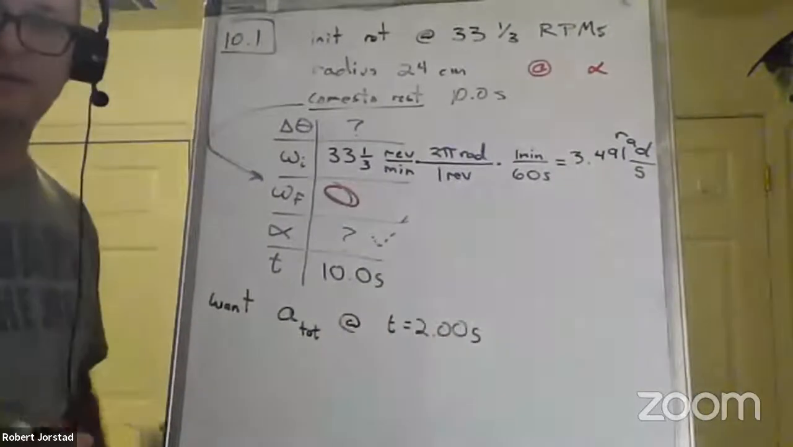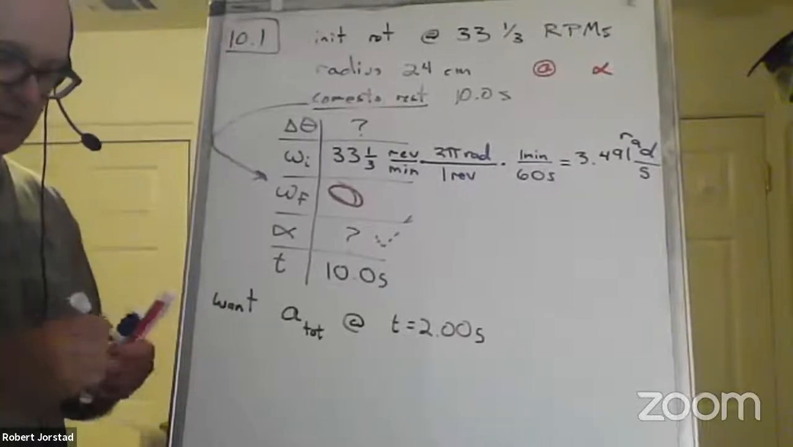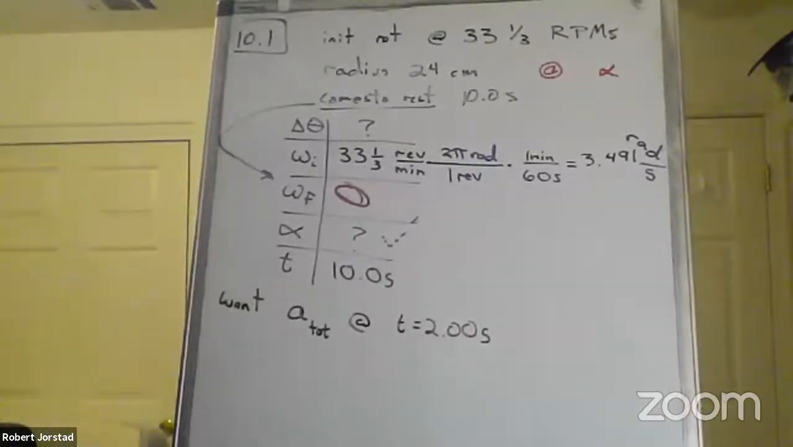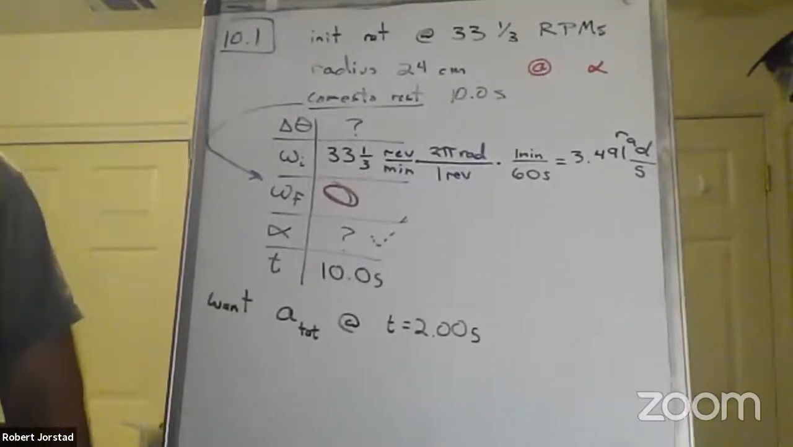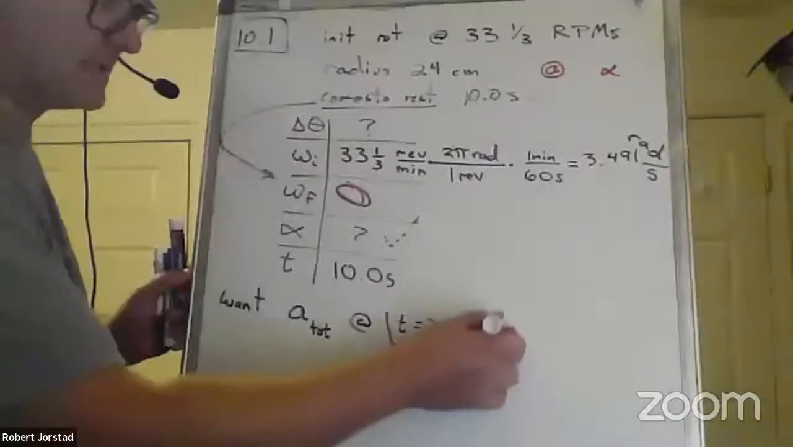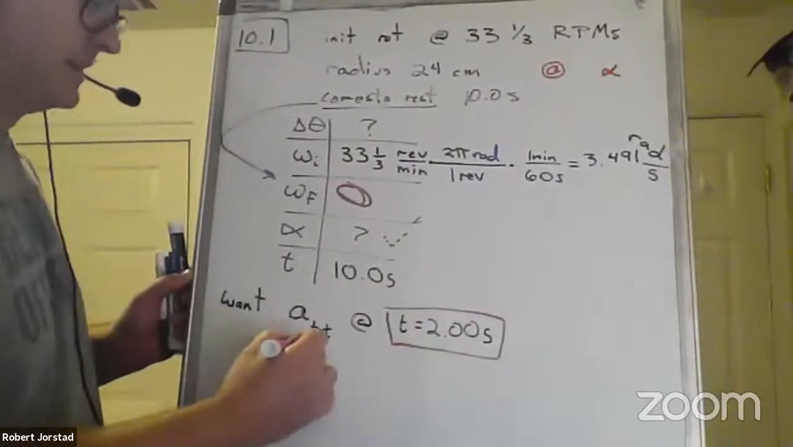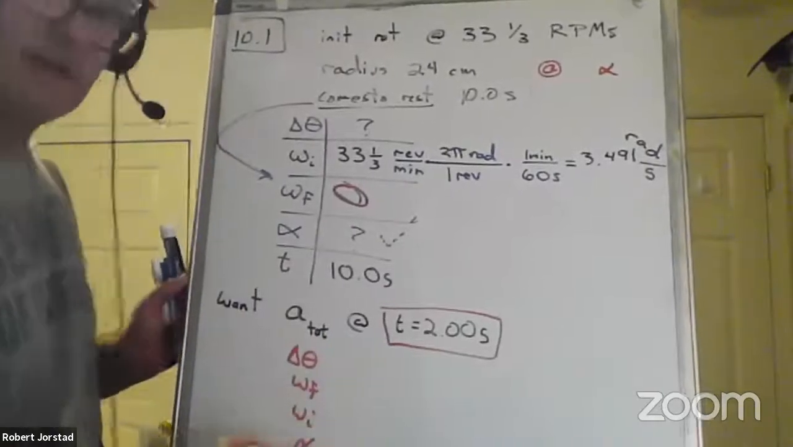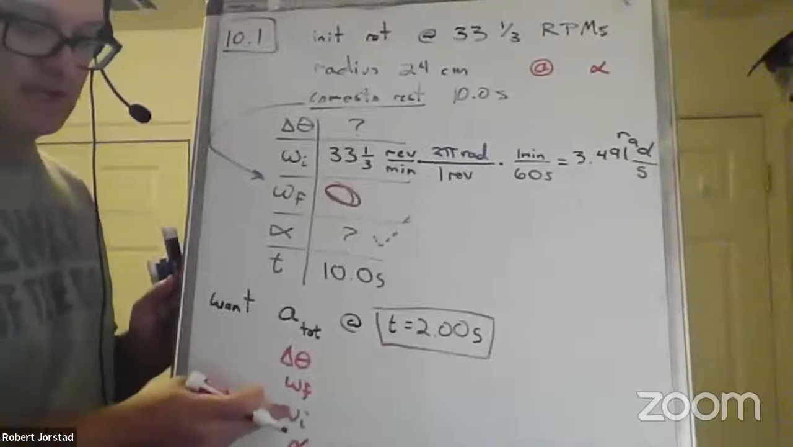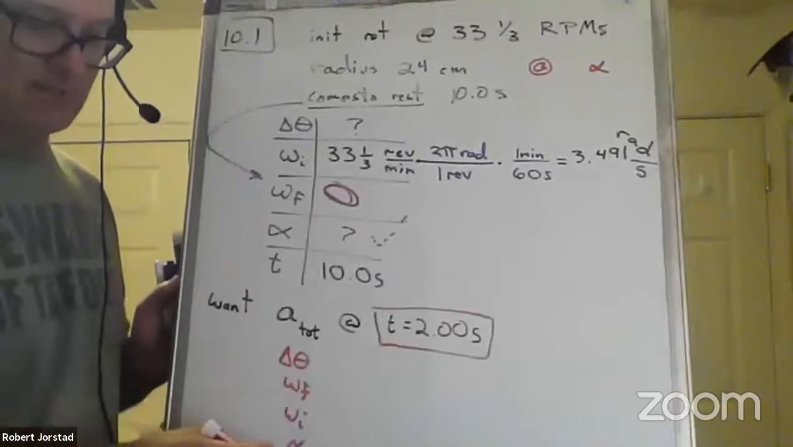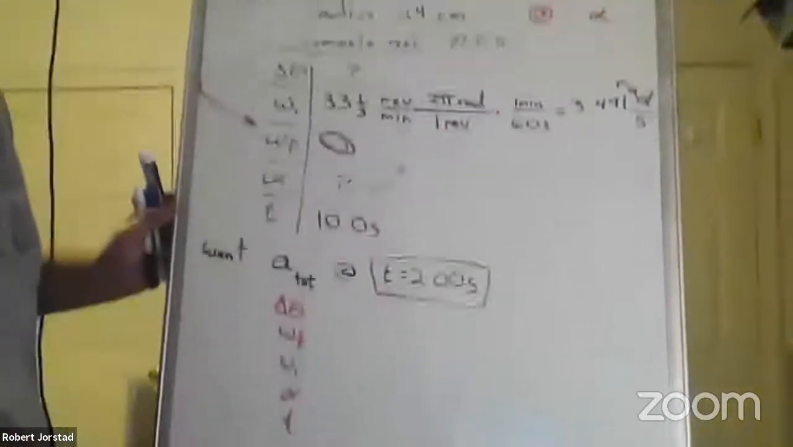I want to point something out. Ding, ding, ding, alarm bells going off. Can we use this same list of knowns for part B? No. Why not? You have a different time. So we're going to have to make a new delta theta, omega final, omega initial, alpha, and t. Now, some things are the same. Omega initial is the same. Alpha, that we just figured out, is the same, but the time is now different. And so we're going to have slightly different things here.